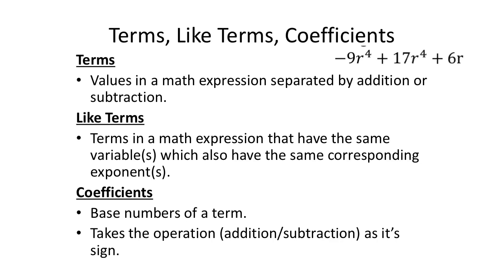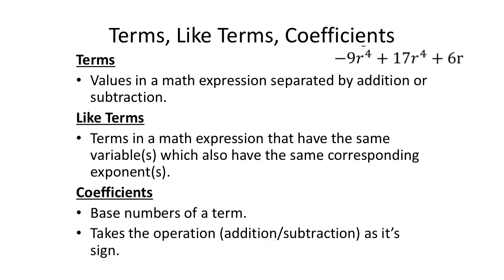Now, like terms says terms in a math expression that have the same variable or variables, which also have the same corresponding exponents. So it's not enough just to have the same letter; it has to have the same exponent as well. On this one where we see r to the power of 4, I'm not really looking at the number here, the -9 or the 17. I just want to look at r to the power of 4. Since we have the same letter and the same exponent, I could say that these two are like terms. But the 6r does not show the exponent. So technically it has an exponent of 1, but it's not the same as 4. Not showing the exponent is not the same as having an exponent of 4 like we see in those two. So 6r is not a like term with -9r to the power 4 or 17r to the power 4. But these two would create a set of like terms.